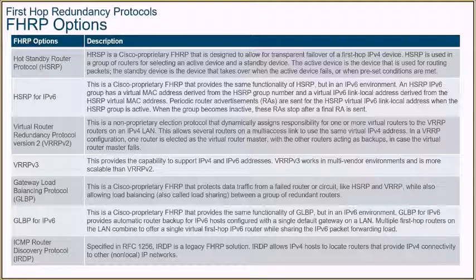And so you can get better utilization of your redundant equipment. And so basically, again, we have GLBP for IPv6 as well. And so again, of course, it's a virtual router that is used. And then there's also ICMP Router Discovery Protocol, or IRDP. It's a legacy FHRP, and it allows IPv4 hosts to locate routers that provide IPv4 connectivity to other non-local IP networks. But yeah, not a lot of people use it anymore.